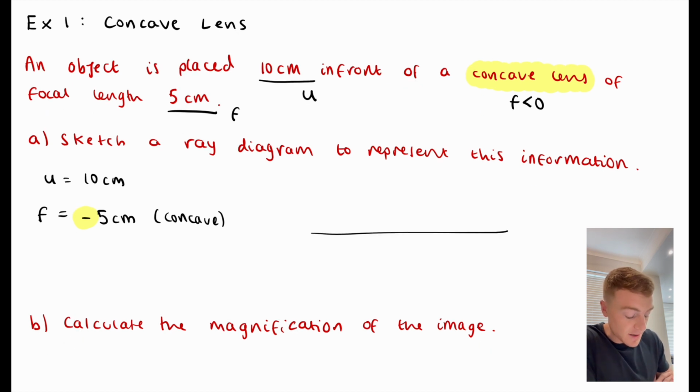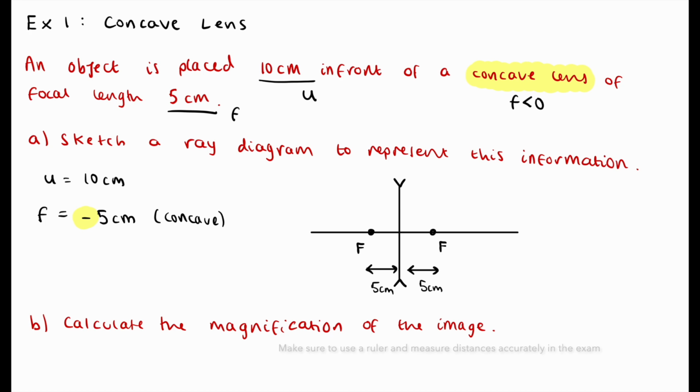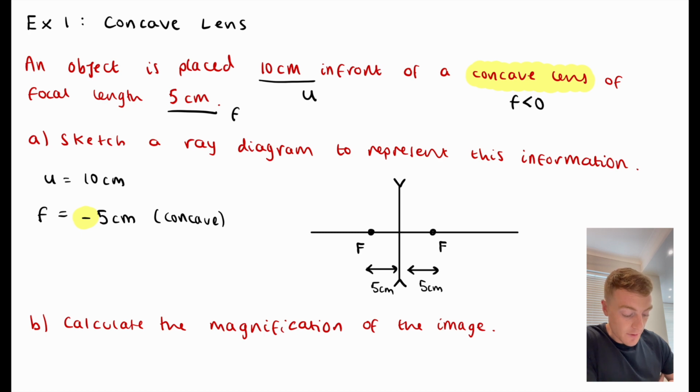Now I want to sketch my ray diagram. So I start off by drawing my principal axis. Draw in my concave lens, draw in my focal point either side of the lens. So my focal length is 5 centimeters. Okay, and then I need to place my object, but my object is more than one focal length away. So that's my object, and that distance is 10 centimeters.